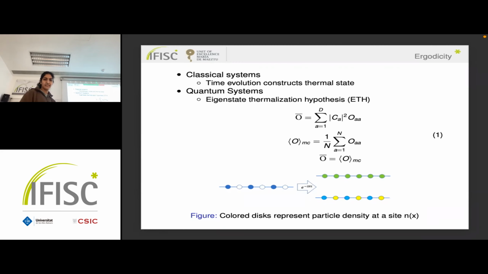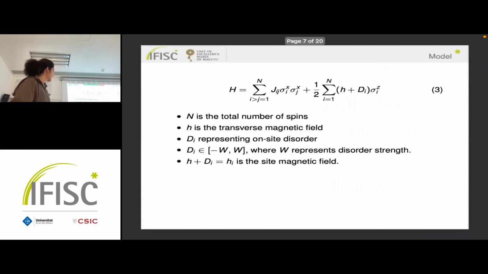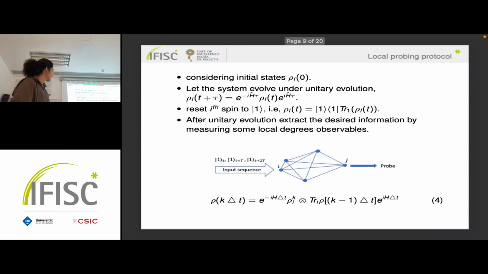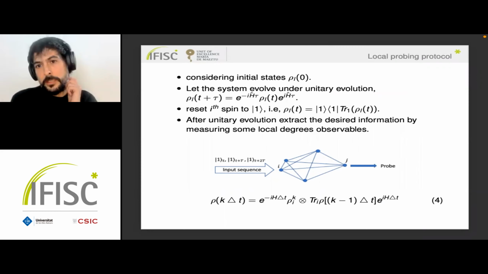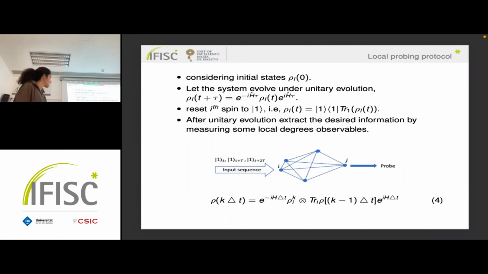Thank you. Okay, my second question is about the reset process that you implement. Does it change the energy of the system? So every time you reset, are you changing the energy of the system? I'm actually changing the energy of the system. Reset to one of the spins, no? So it should change the energy of the system, is it? Yeah. Okay, thank you.